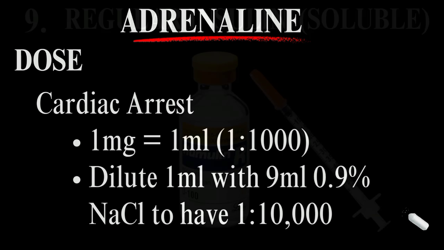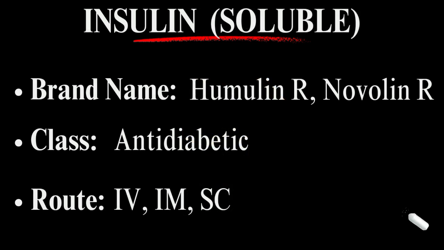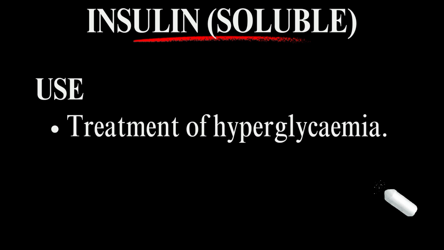Regular insulin. So it's sold under the brand name Humulin R, Novolin R, etc. It's an anti-diabetic. So it works by promoting the uptake of glucose from the blood so it can be used or stored by the body. The route of administration is IV, IM, or subcut. It's used for the treatment of hyperglycemia, that is high blood sugars.